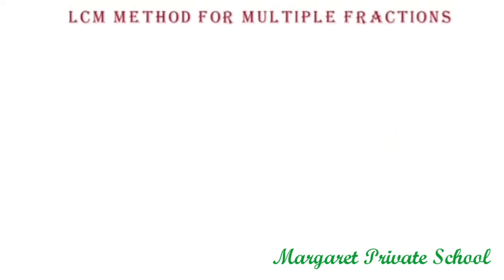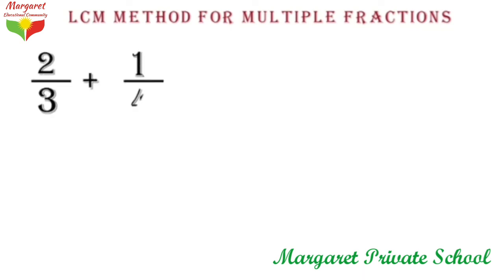LCM method for multiple fractions. In the previous video, we said that if you have more than 2 fractions having uncommon denominators and you want to use the cross multiplication method, you'll have to solve them 2 at a time. The LCM method makes it possible to solve multiple fractions together easily. Example, we want to solve 2 over 3 plus 1 over 4 minus 2 over 6. It's the same idea, so let's brush through it.